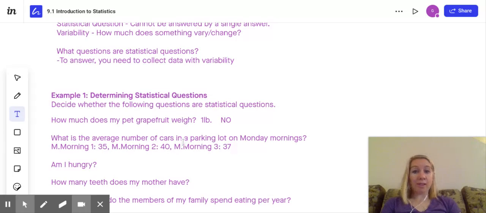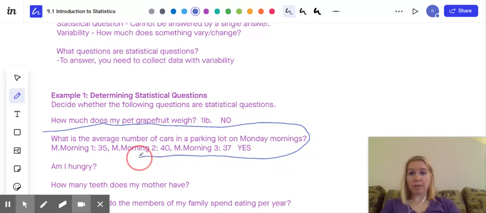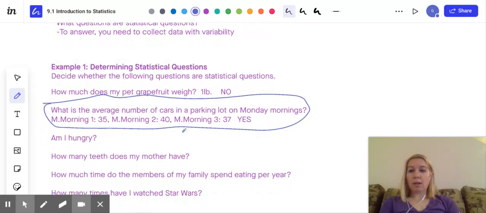Okay, so let's see. Was this a statistical question? Well, we needed to collect data with variability. So in other words, the data may have changed, right? There is some variety in data. And yes, we have. So the first Monday, there were 35 cars. The next one, there was 40. And the next one, there was 37. So that is a change in data. So yes, that is a statistical question. I'm also going to circle it too, so it really stands out. This is a statistical question because our data varied. Okay? All right, next question.